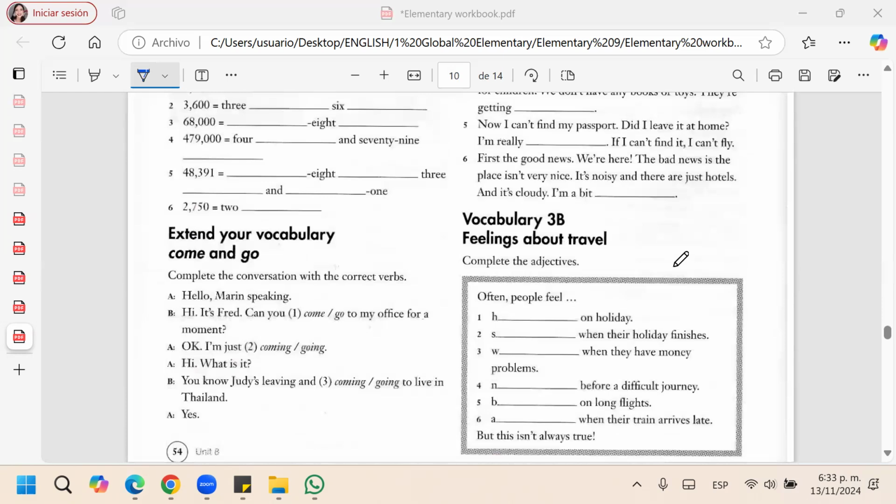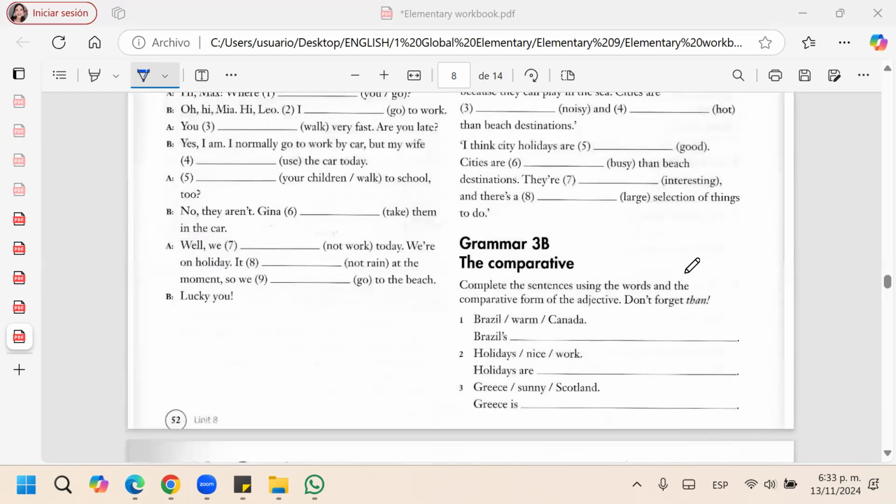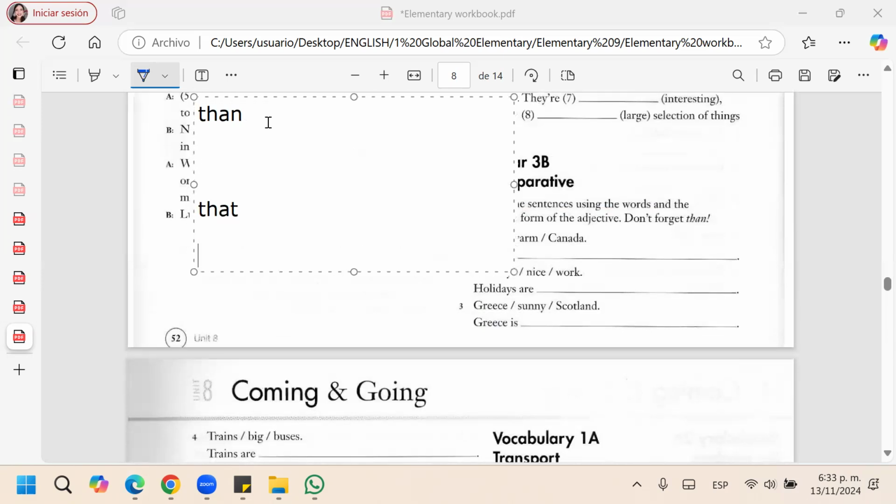Yes? What is the difference between than and that? Because then is used for comparison, and that is used when you want to say where is something, or when you want to describe. That is an article, but it's for description.